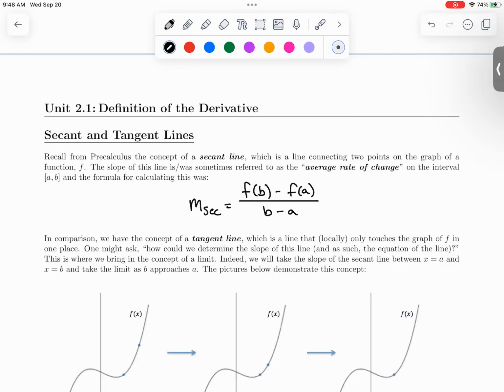So in comparison, we have the concept of a tangent line. That is a line that locally, it doesn't have to be everywhere, only touches the curve at one spot. Instead of being 2 spots and connecting the line, it is a line that touches it exactly once. And how do you determine the slope of such a line? How could you do it? And if you have the slope, then you also have the equation. So this is where the concept of limit comes into play.